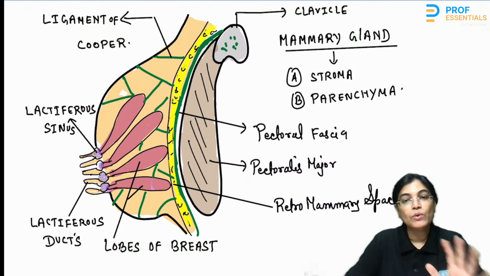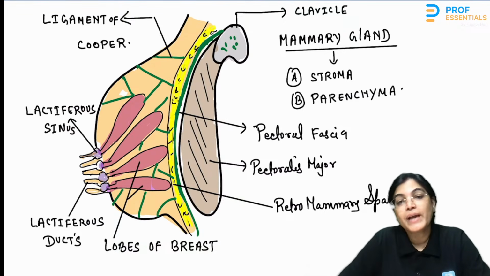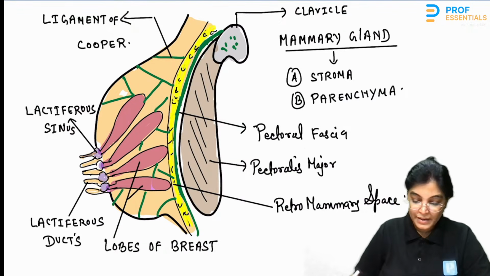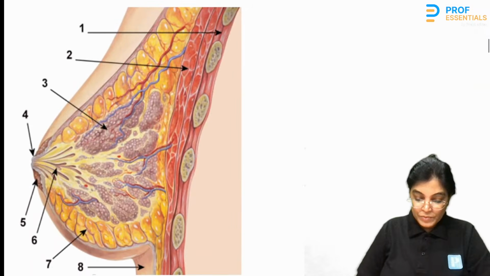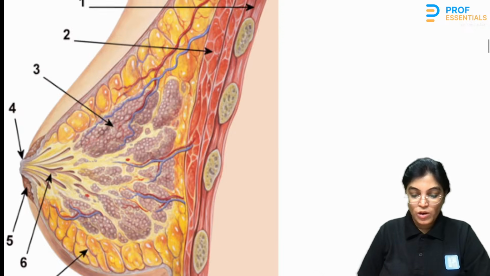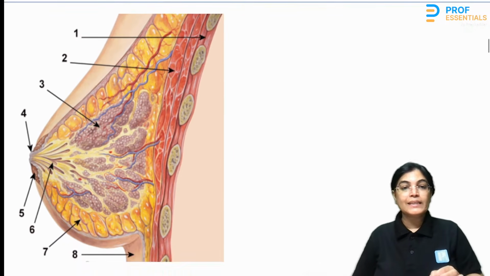Now we know about the relations, location, extent, and structures of the breast. What else? Now we have to know about the arterial supply, venous drainage, lymphatic drainage, and clinical anatomy of the mammary gland. So done with this. Before that, can I have a small quiz with you? That is identification of the structure.